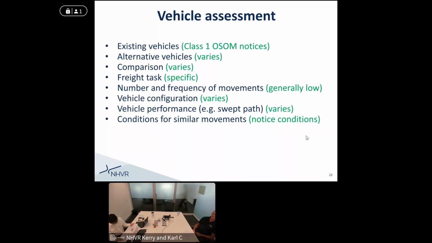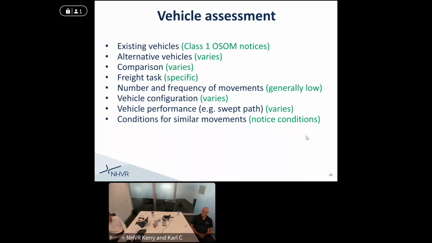Number and frequency of movements are generally low, except if there's a major project going on, like a wind farm, but we'll talk about that later. So they're generally one-off movements to deliver something. Vehicle configuration varies, but again, you can compare it with the Class 1 notice vehicles. Their performance varies, but again, there are probably similar vehicles in the Class 1 notices. And conditions for similar movements: we look at the notice conditions and say, well, it's the same size and mass as that, or it's slightly bigger but complies with the mass requirements, so we pick up the conditions out of the notice.